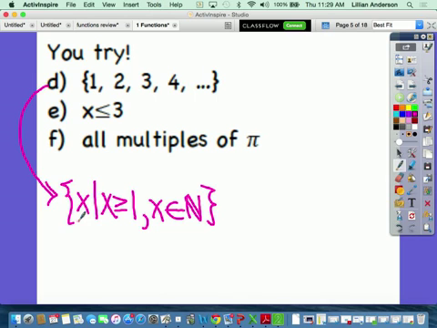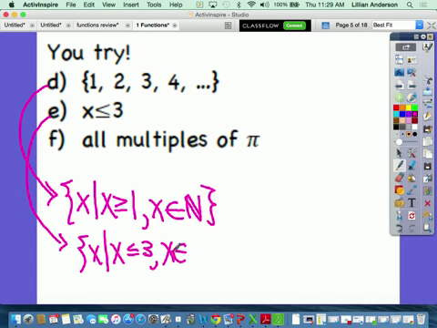Ian. X such that X is less than or equal to 3, comma, X element real number. Very good. Yes. Look, this is my handwriting. I apologize to those who've not seen it before. No, it does not get any better. Okay? So, watch it.